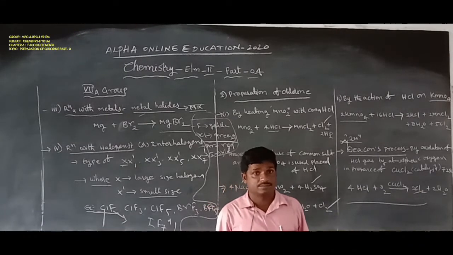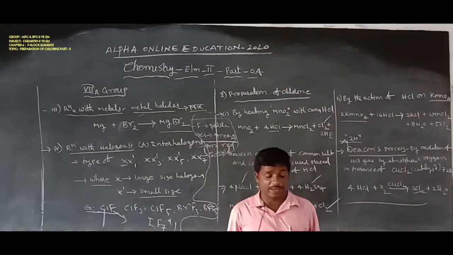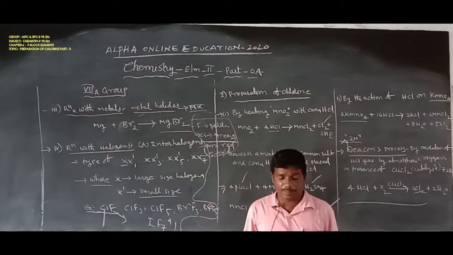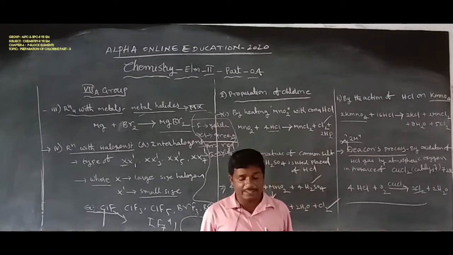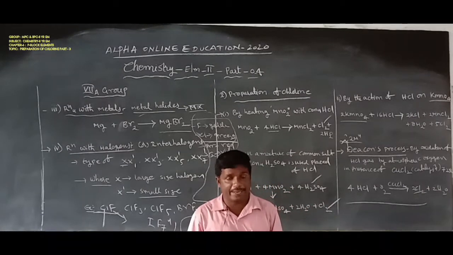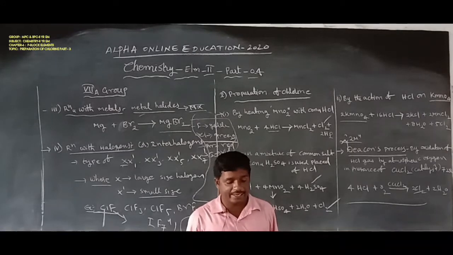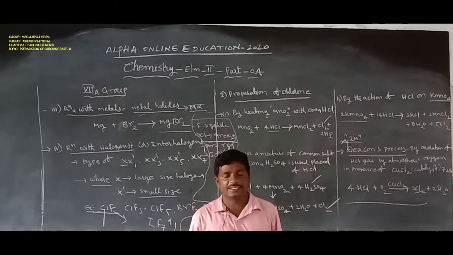Next, the third method is the electrolysis process. In the electrolysis process, chlorine is obtained by the electrolysis of the brine solution, or concentrated sodium chloride solution. Then chlorine is liberated at the anode. That is also known as the electrolysis process.